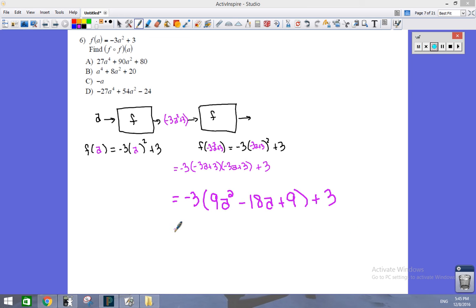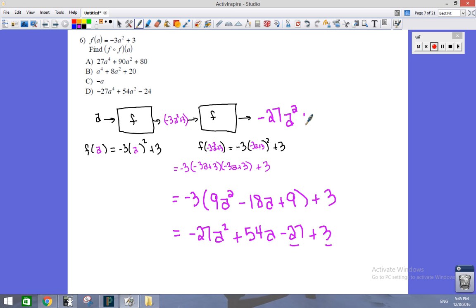All right, so I'm back. So the output, let's distribute this negative 3, which is a negative 27a squared, a positive, I think, 54a, because 3 times 8 is 24, carry the 2, 3 plus 2, yep, and minus 27 plus 3. Well, I can combine those two terms. So I believe that we're looking for an answer among our choices that is negative 27a squared plus 54a minus 24. And we see that right here in choice D.